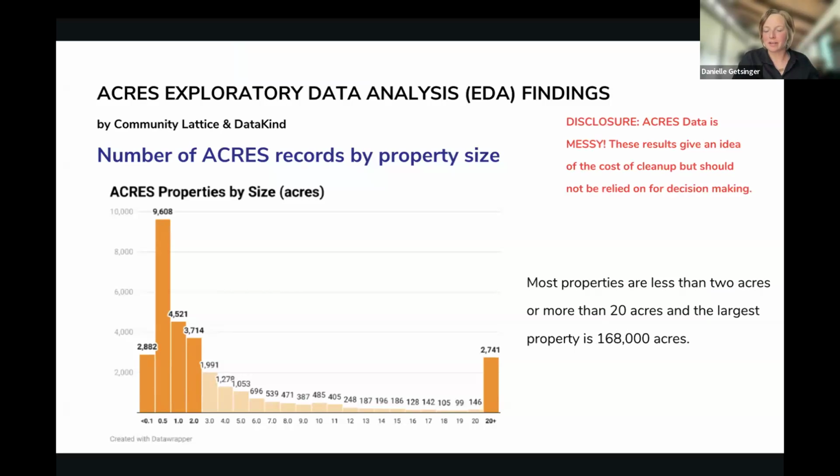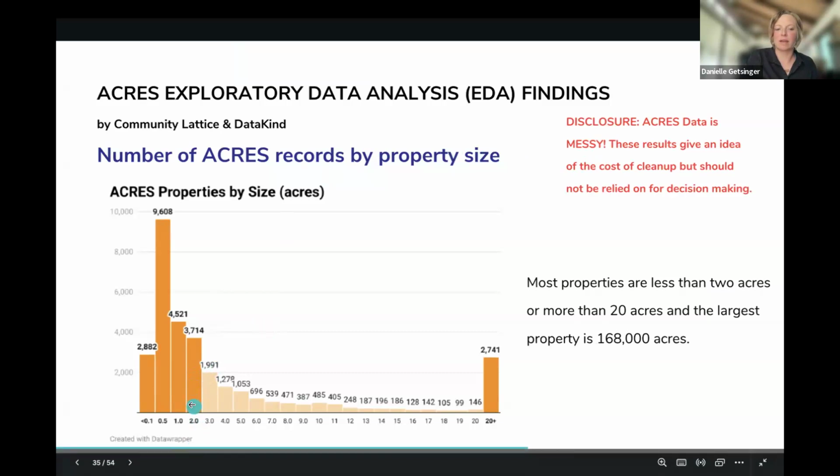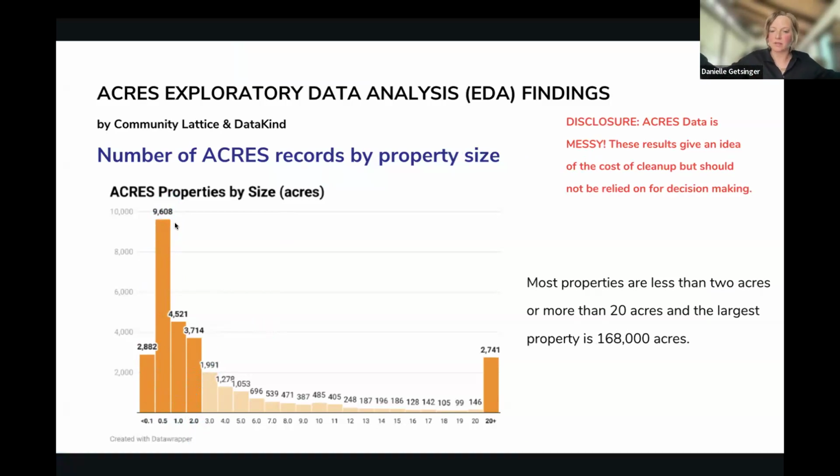Now, this is not 100% accurate, but it does give us a really interesting view into how people are using their funding. And what we found was that the size of most of the properties were less than 2 acres. Most of them were half of an acre. Which is encouraging as we're looking at funding, because a lot of people think brownfield sites are these massive industrial properties. A lot of times they're just a corner lot. So keep that in mind.